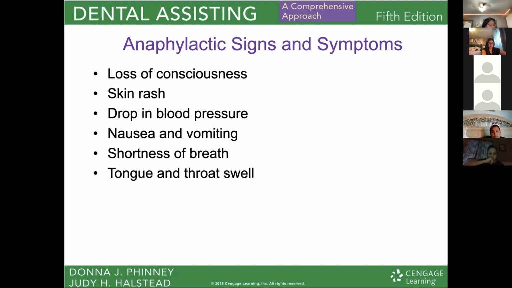So some signs and symptoms of anaphylaxis are loss of consciousness, a skin rash, drop in blood pressure, nausea and vomiting, shortness of breath, and the tongue and throat swell. So a patient showing signs of anaphylaxis is a life-threatening situation, and immediate action should be taken to help this patient.